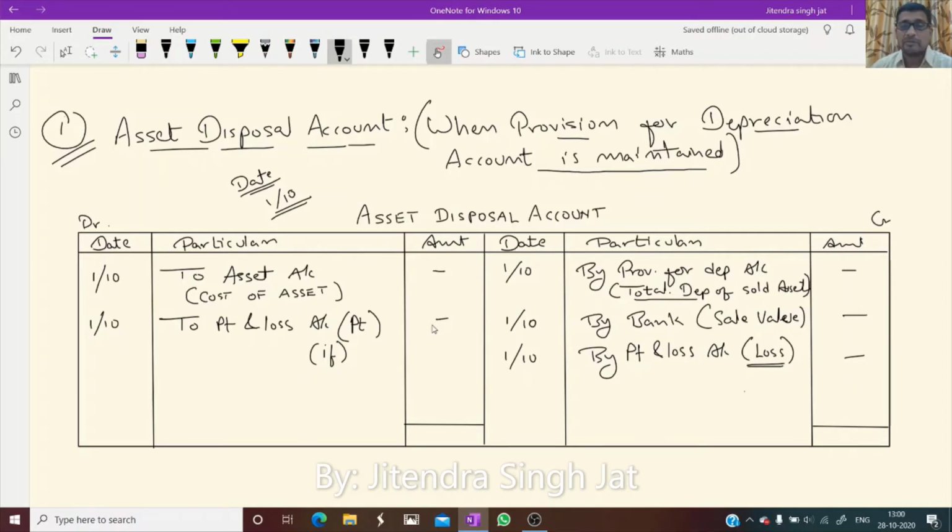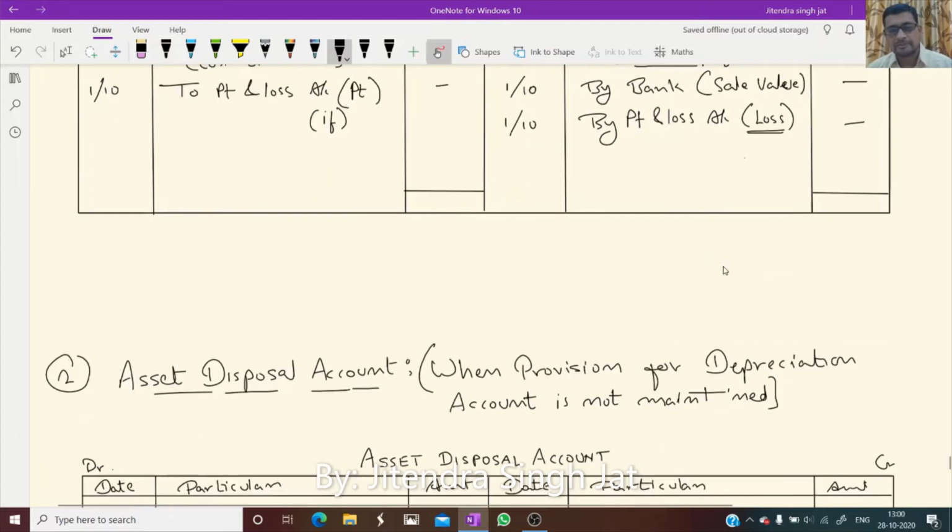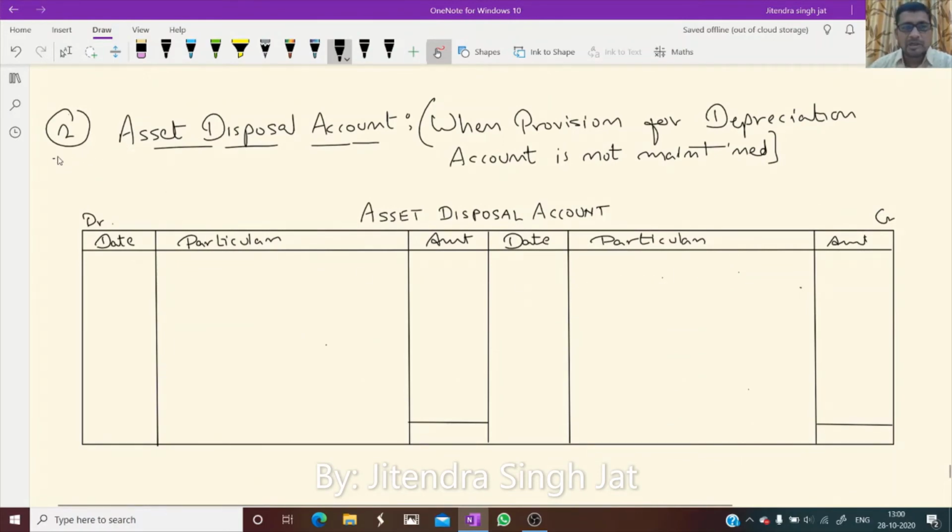Now I will explain one more part: asset disposal account when provision for depreciation account is not maintained. How to prepare it? So children, let's see. It means we are not preparing provision for depreciation account. In that condition, how do we prepare asset disposal account? It's very simple, children. Again, see the formula. Suppose an asset has been sold on 1st October. We have taken an imaginary figure. On 1st October one asset has been sold, maybe building, machine, anything. So we start from 1st October on the debit side.